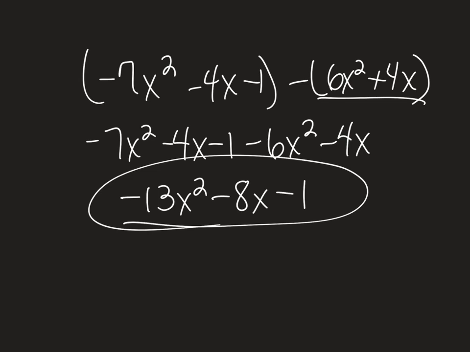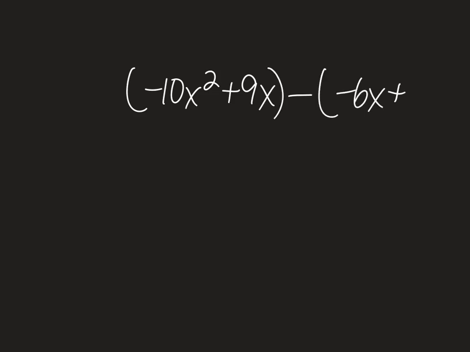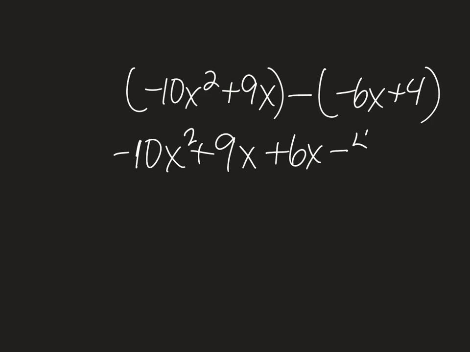Okay, like this one. I should do two more. So this next one says negative 10x squared plus 9x minus, parentheses, negative 6x plus 4. So again, on this one, I'm going to change the signs in the second polynomial. I'm going to distribute the negative. So I've got negative 10x squared plus 9x, and then plus 6x minus 4. Because this was minus and plus, so I changed both their signs, and they become plus and minus. Then I'm going to combine my like terms, which are the x's in the middle, and I get negative 10x squared plus 15x minus 4.